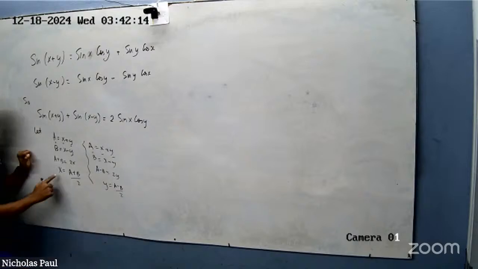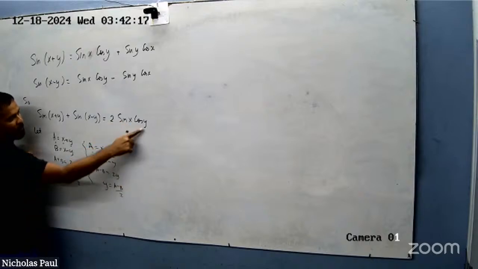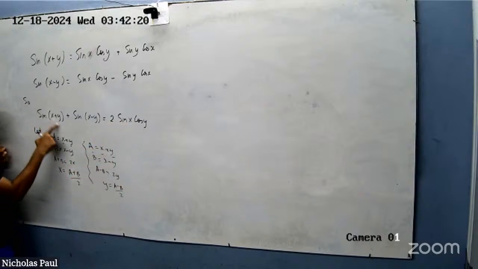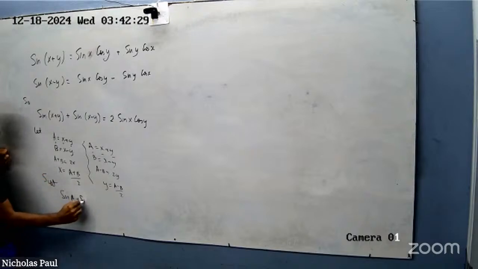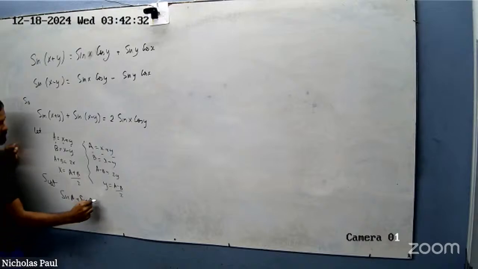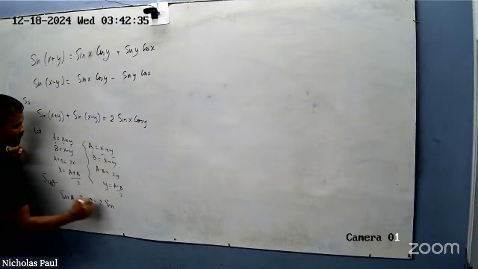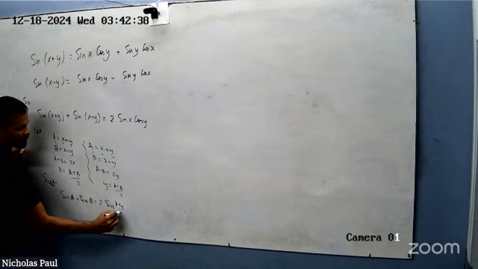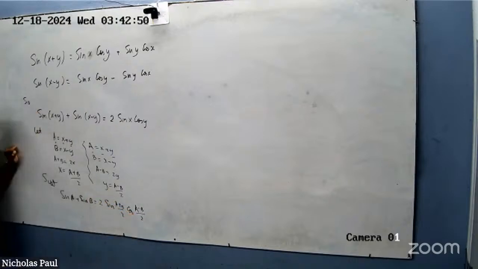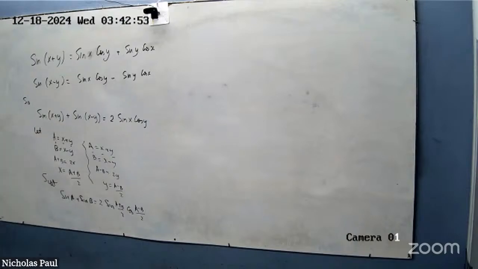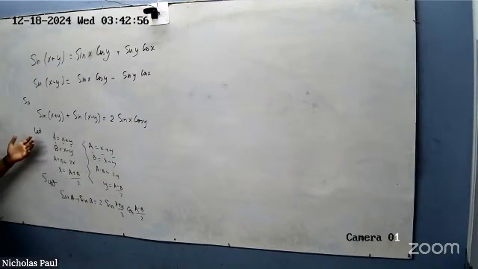Correct? So can I take x, put it in here? Can I take y, put it in here? Can I take A, put it here, and put B and put it here? So if I substitute now, I will end up with sine A plus sine B is equal to 2 sine of (A plus B on 2) cos of y, where y is (A minus B on 2). Okay with that? So that's technically what the proof will look like.